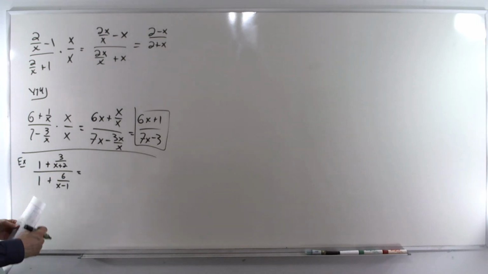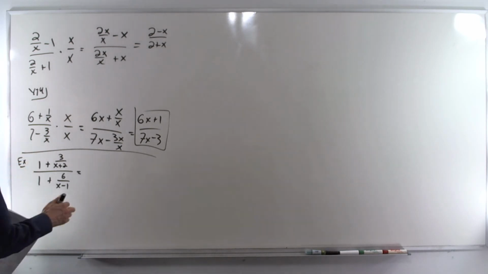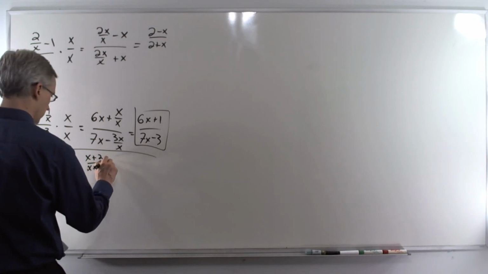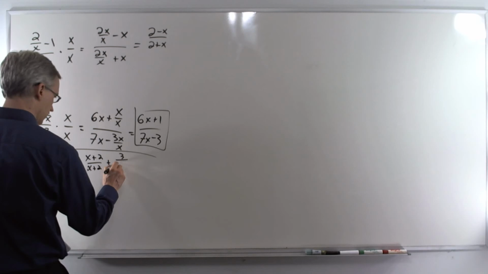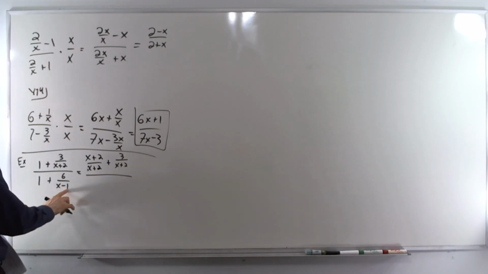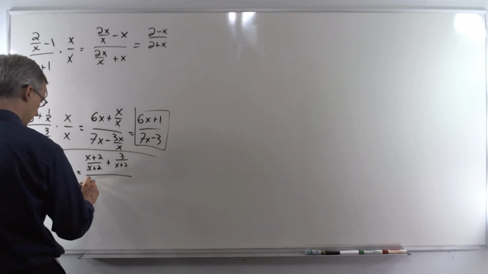1. So here, we want to combine these into a single fraction, so we need a common denominator. Here the denominator is x plus 2, so we need to change 1 to have a denominator of x plus 2. Well, anything divided by itself is 1, so this will be x plus 2 over x plus 2. Same thing down here, except we have x minus 1 as the denominator, so we're going to rewrite 1 as x minus 1 over x minus 1.